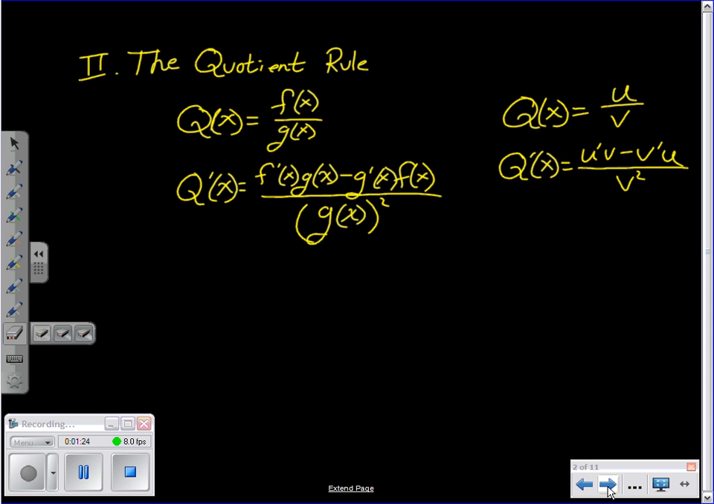Or if you want to think of the top as being u and the bottom being v, then q prime of x is u prime v minus v prime u all over v squared. And it's very important to keep in mind that the top function has to be u and the bottom function has to be v. Unlike product rule where the order didn't matter, whenever you're dividing, the order does matter.